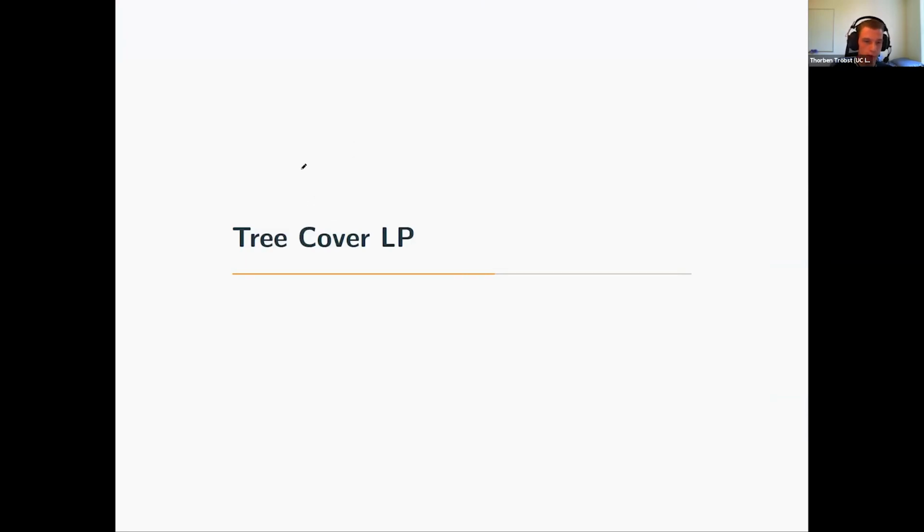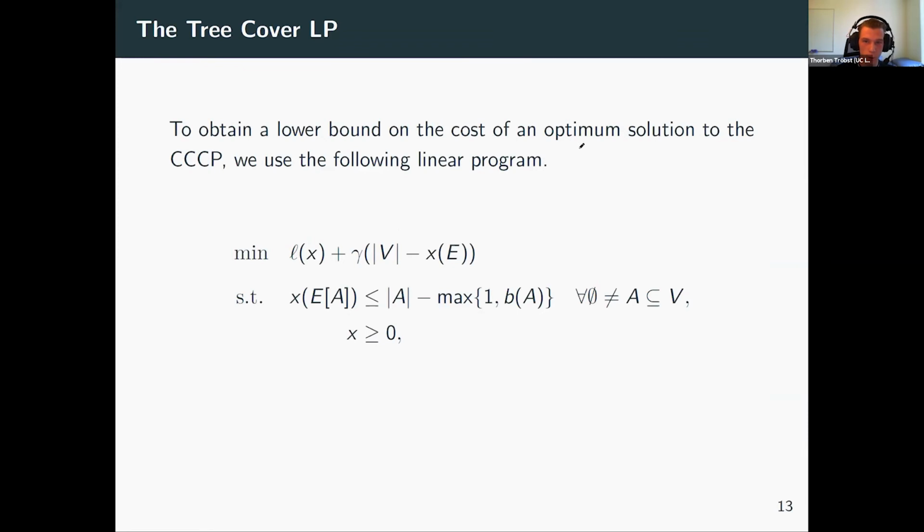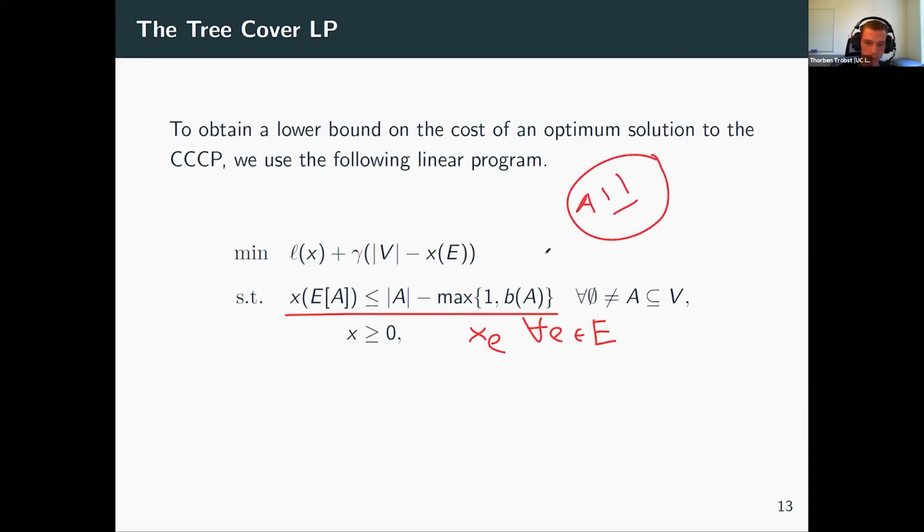Okay, so to do this, we will introduce this so-called tree cover LP. So we need a lower bound on the cost of an optimum solution to the cycle covering problem. And for this, we actually look at tree covering instead. So we have an LP. This LP has a variable xe for all edges in the graph. And it has essentially only one type of constraint. So for every non-empty subset of the vertices, we have the subset here, A. All the edges that are inside this set have to be bounded by the number of vertices minus the maximum between 1 and the total demand.